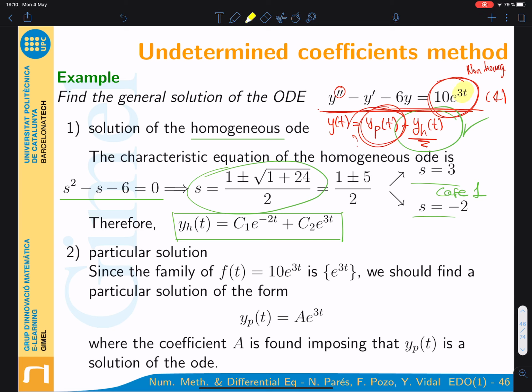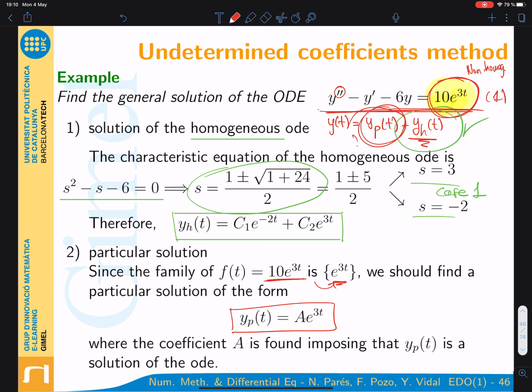Can it be used? Yes, because the right-hand side is an exponential function times a constant. So it has a finite family of derivatives, okay? And in fact, this is the basis. The basis is just the function exponential of 3t. So initially, and we will see that we have a little bit of trouble, the method proposes to find a particular solution that is just a linear combination of the elements in the basis. So it will propose to have a constant times the exponential.